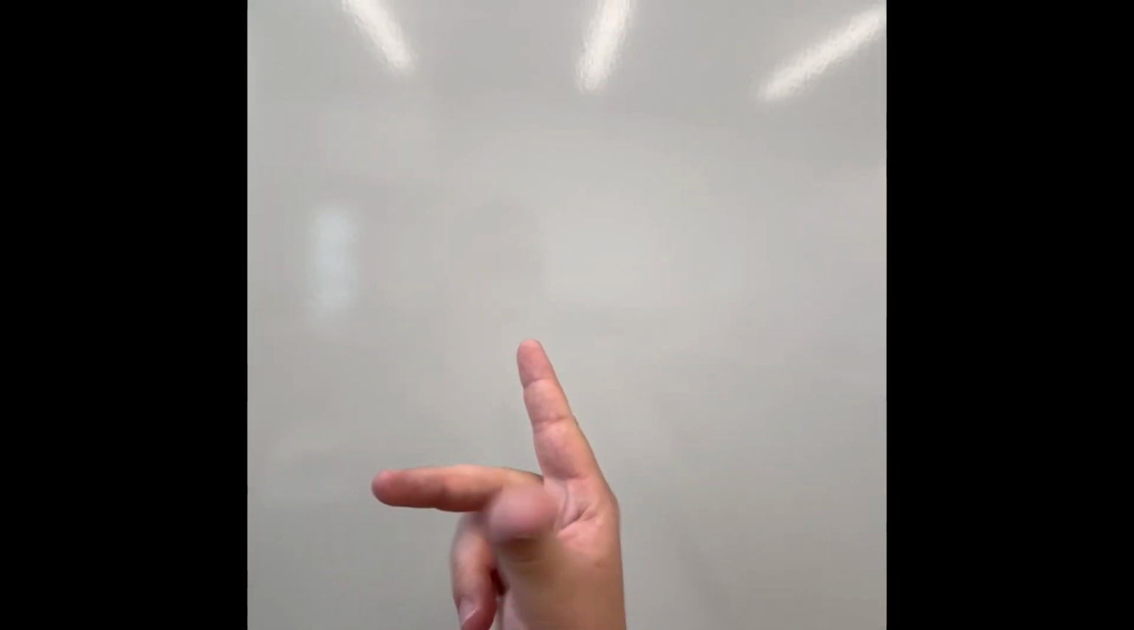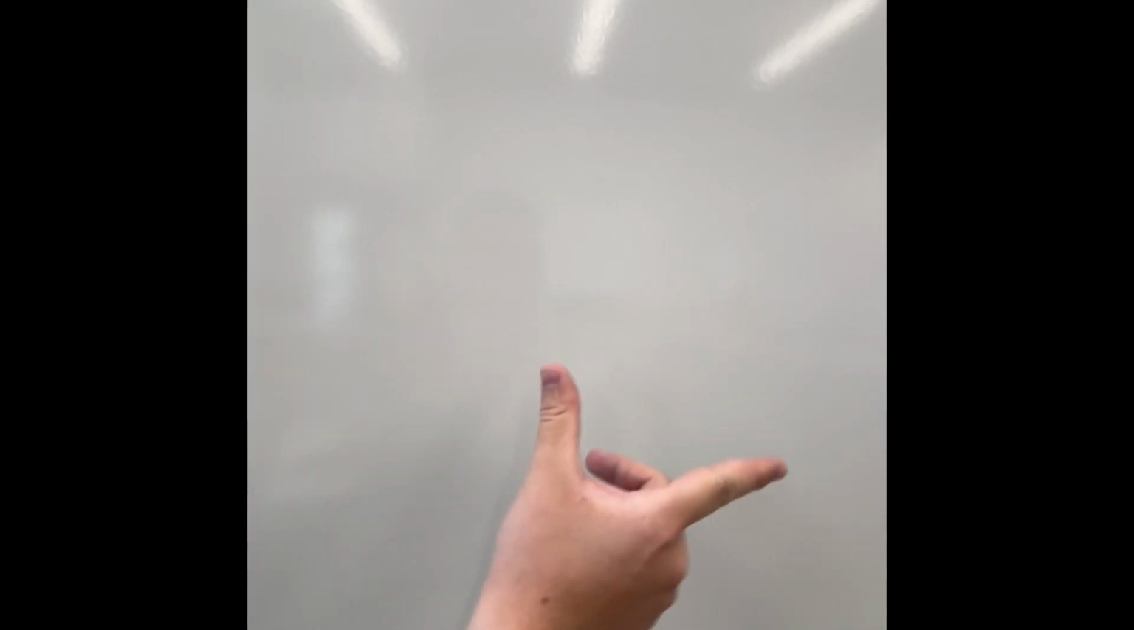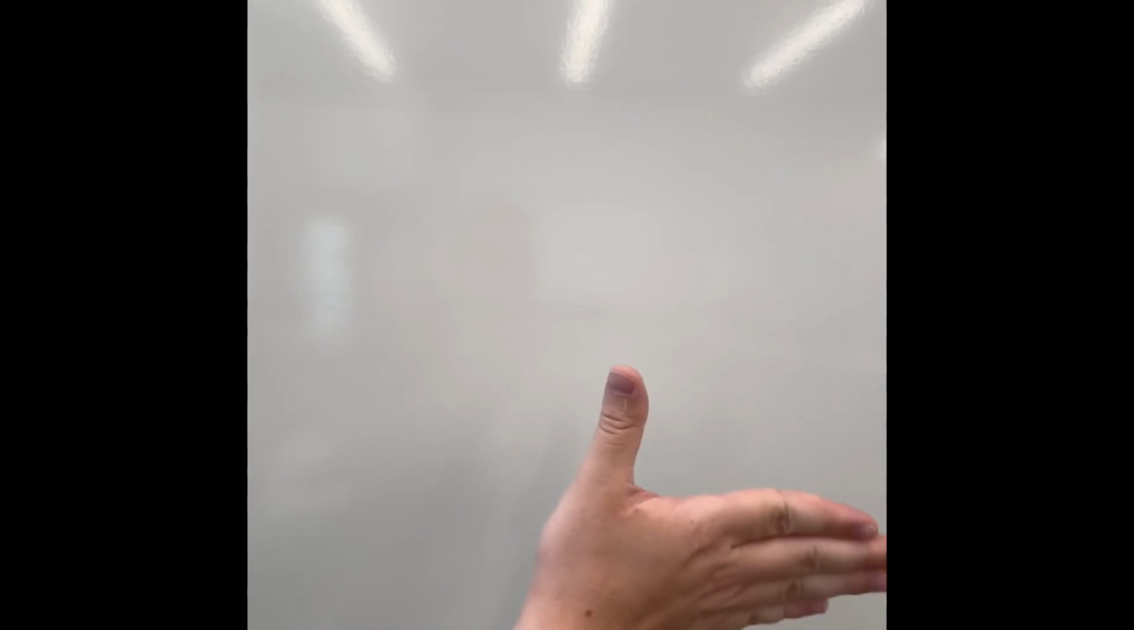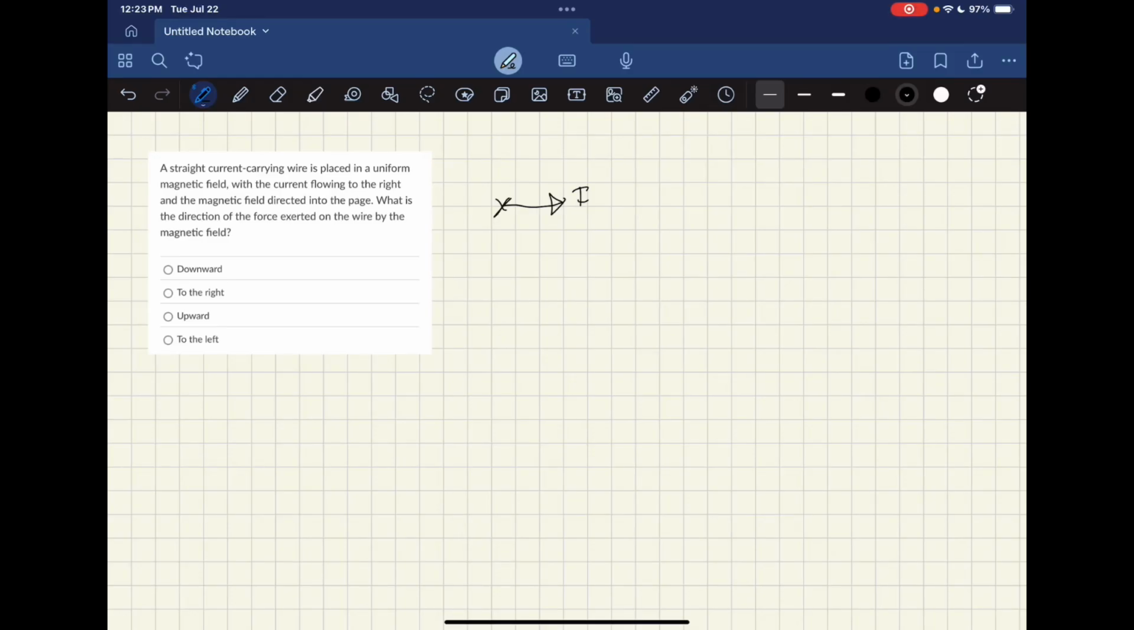You can see you can use either method interchangeably. It's really just whichever you prefer. Some people have a difficult time doing this. I'm having a really difficult time trying to show you this, so I much prefer this method. So going to answer the question, we saw that the direction of the force exerted on the wire by the magnetic field is upward.